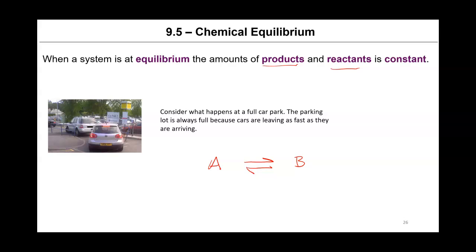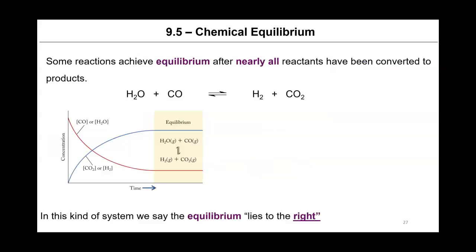Think about a parking lot where the sign is flashing full. What's happening? The parking lot is always full, because cars are leaving just as fast as they are arriving. It's not always the same cars in the parking lot, but the parking lot is always full. There's a lot going on, people leaving and arriving, but the lot stays full because those things are happening at the same rate.